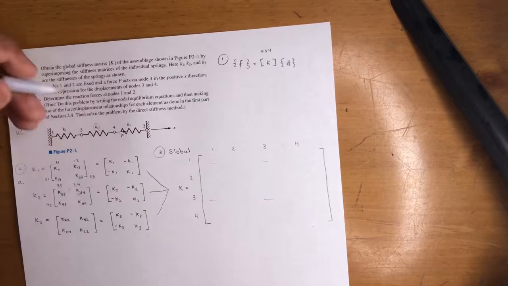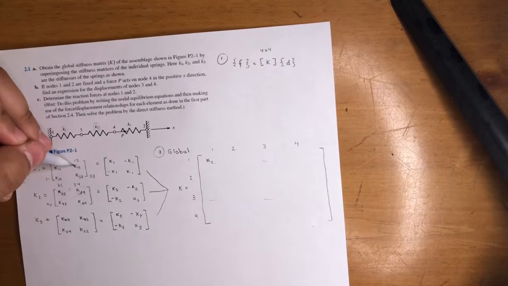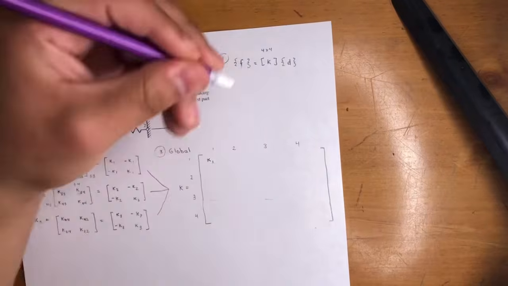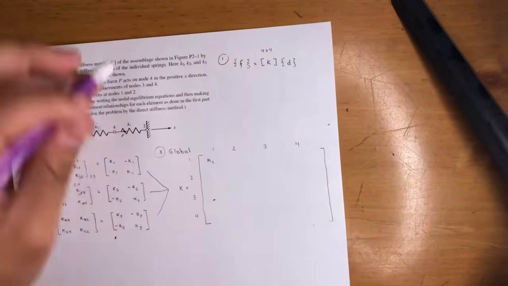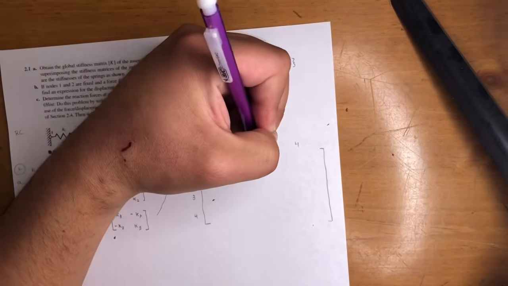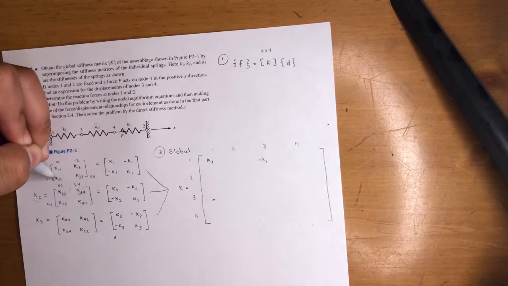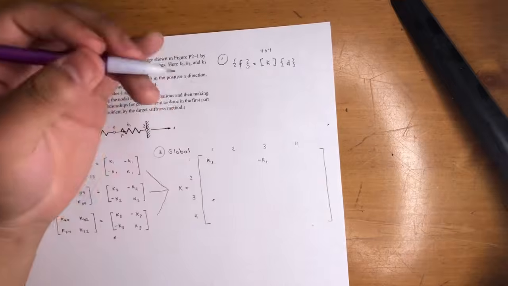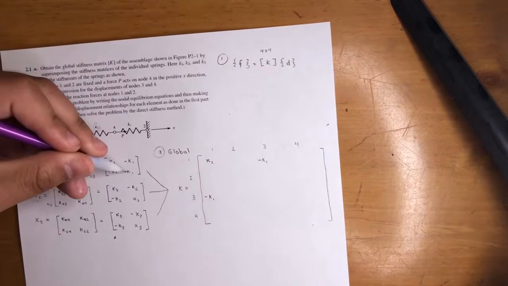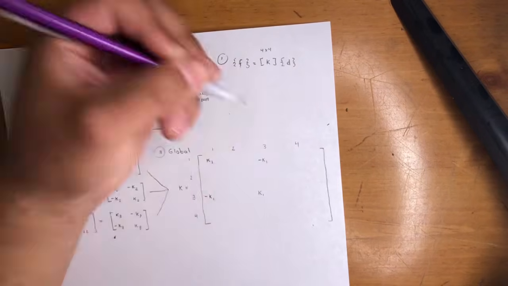So K11, we just got K1. Cool. K13, we have negative K1. So let me go ahead and erase these right here. So K13, again, row 1, column 3 is negative K1. It's that one right here. What else? We got K31. That one is negative K1. So negative K1. And we have K33, we have a K1.